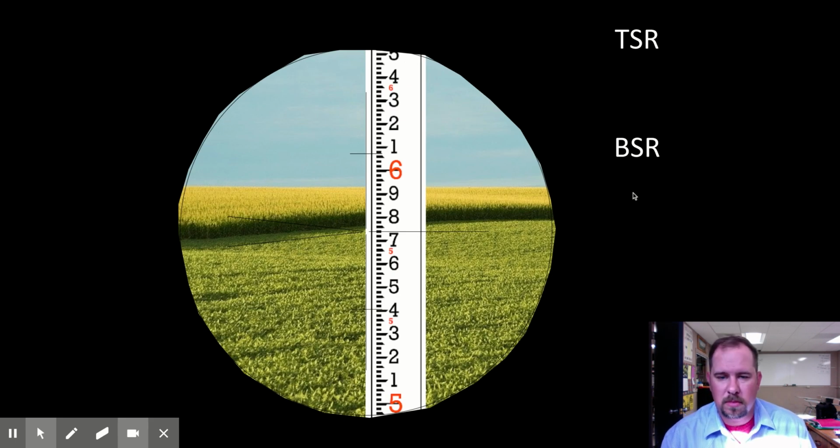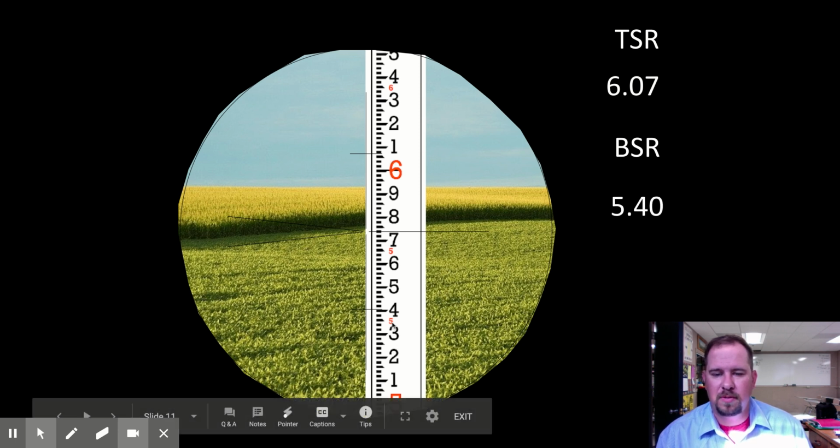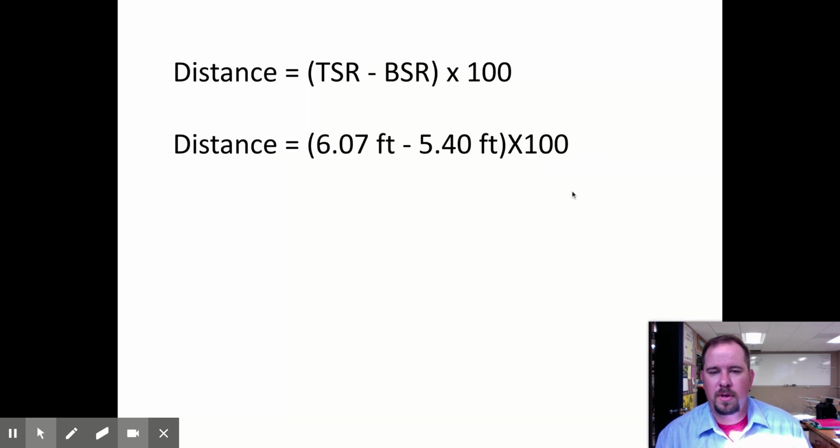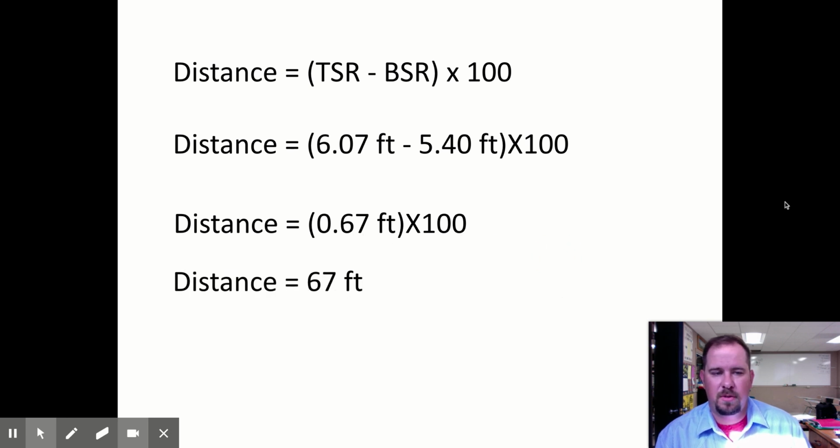All right. See if you can figure out the TSR and the BSR yourself. The top one was 6.07. The bottom one is 5.40. See if you can do the math here. We subtracted them and got 0.67, multiplied by 100. 67 feet is what you should have gotten.